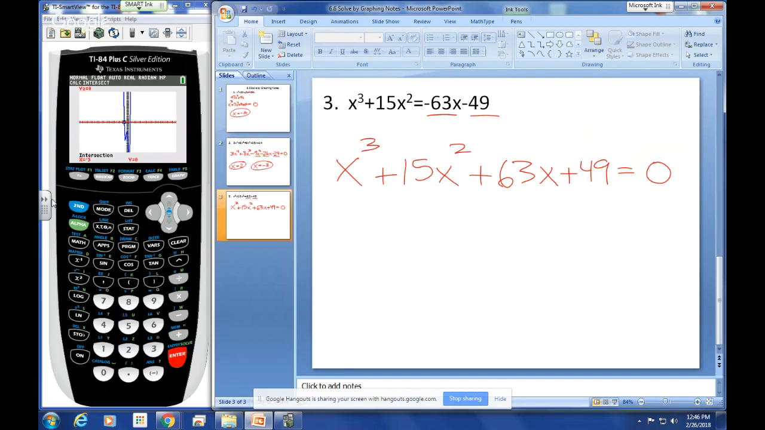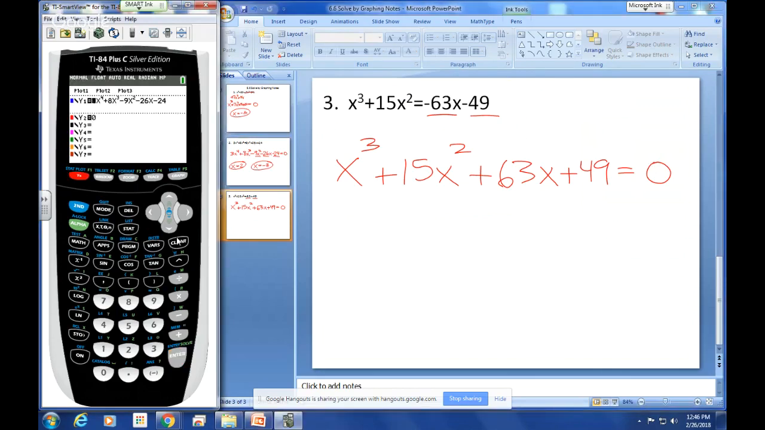Okay. So then I go back to my y equals here. I'm going to clear this out. I'm going to have the second one equal to 0. So x to the third plus 15x squared plus 63x plus 49. And then graph. Oh, I didn't mean to hit second first. Again, this yellow up here means it's thinking. Okay, I'm looking for 3 solutions. Looks like I have 1, maybe 2 there, and then 1 there.